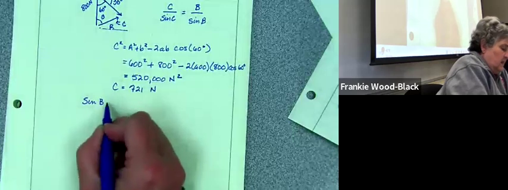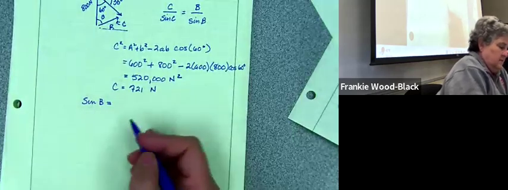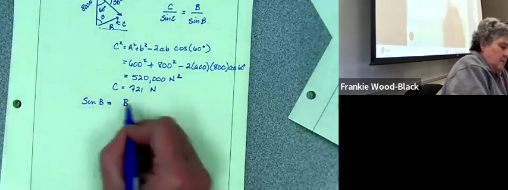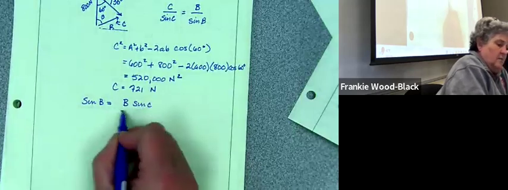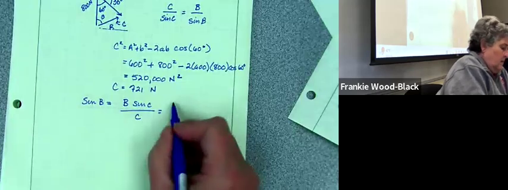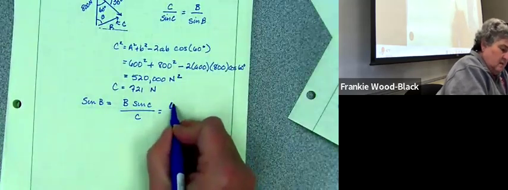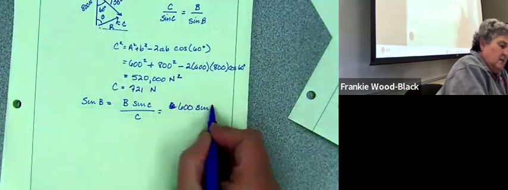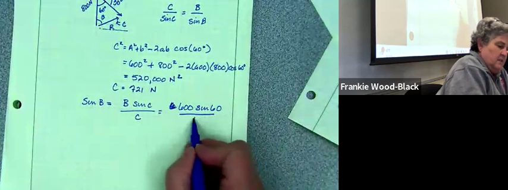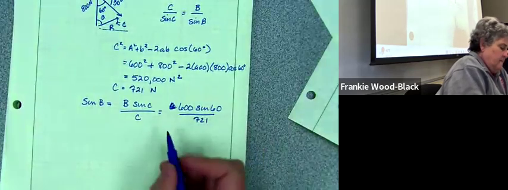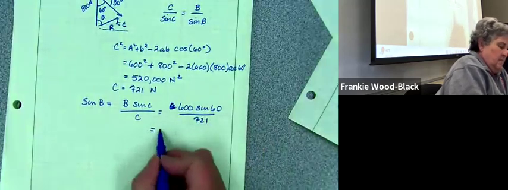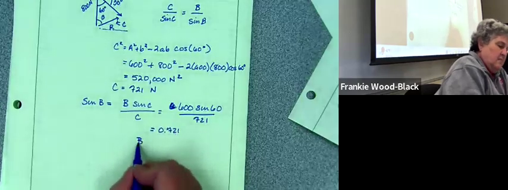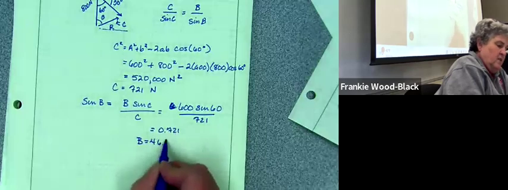Sine of B equals B sine of C divided by C. And that's 600 sine of 60 divided by 721. I end up getting 0.721, which is an interesting result, but B ends up being 46.1 degrees.